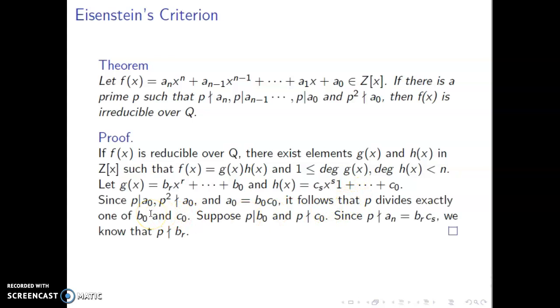Since p divides a naught, p squared does not divide a naught, and I know that a naught is equal to b naught times c naught, it follows that p divides exactly one of b naught and c naught. Hence, suppose p divides b naught and p does not divide c naught. Since p does not divide an, which is equal to br times cs, we know that p does not divide br.